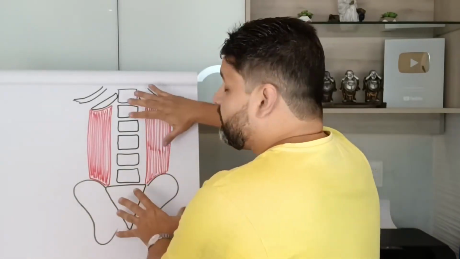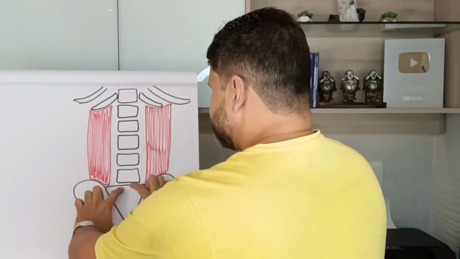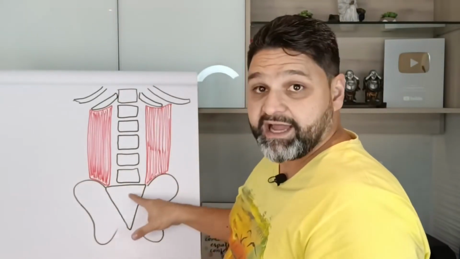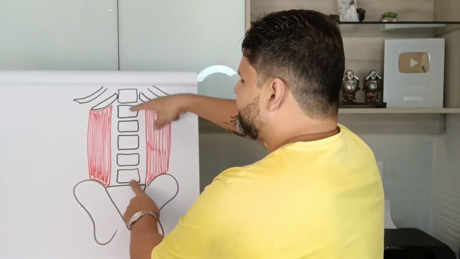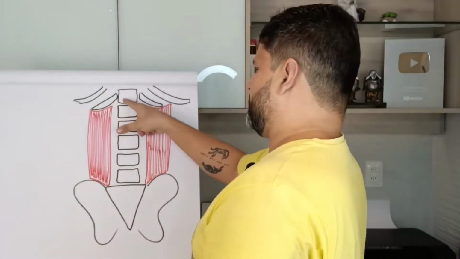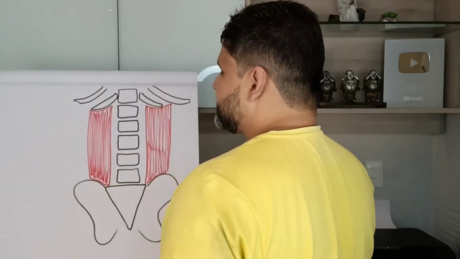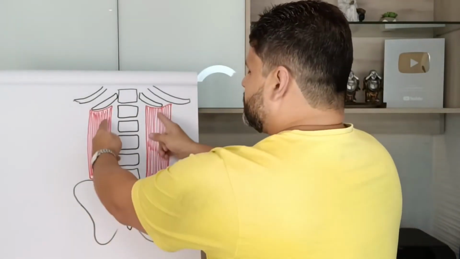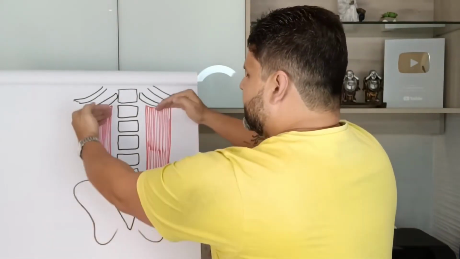I made this quick little drawing here. Let's understand. Imagine you're looking at someone from behind. Here we have the pelvis, the hip, the sacrum at the end of the spine. Here we have the vertebrae of the lumbar spine, and here is the last vertebra of the thoracic spine and the last ribs.